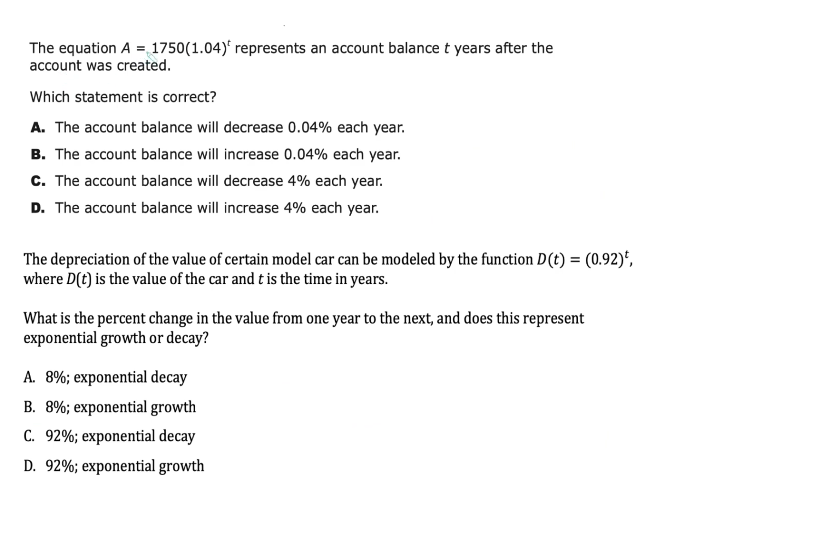The equation A equals 1,750 times 1.04 raised to the power of t represents an account balance t years after the account was created. Which statement is correct? Now it looks like they're focusing on the base factor. Now because your base factor is greater than 1, this is a growth. So I can eliminate A and I can also eliminate C because of the word decrease.